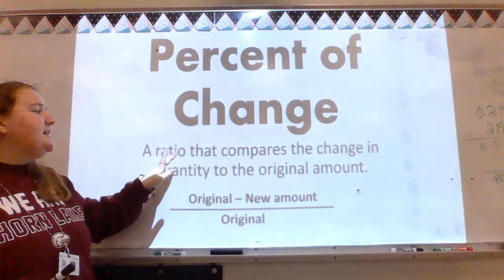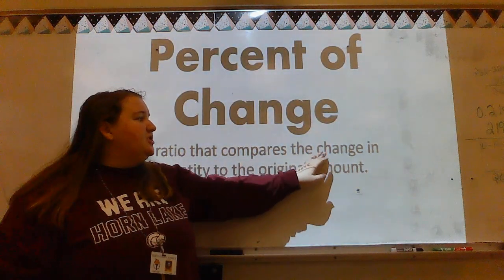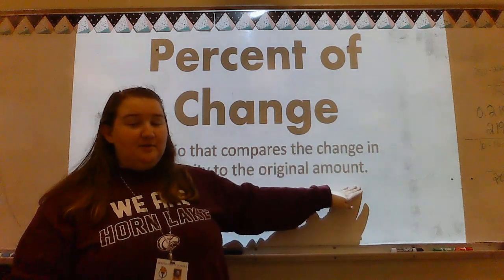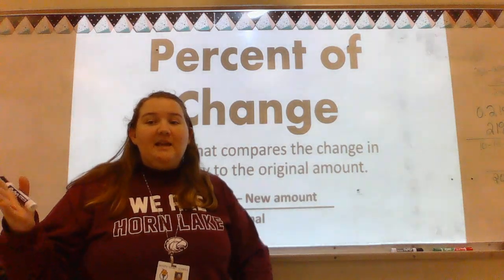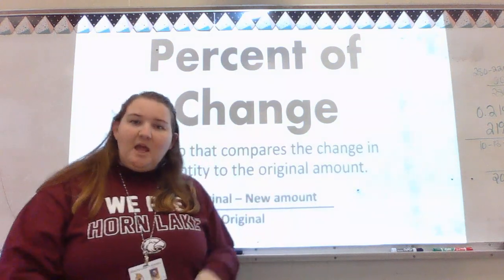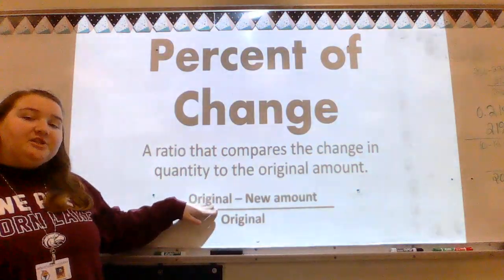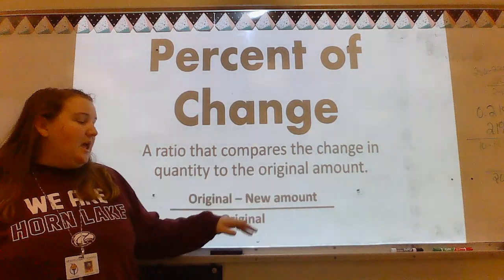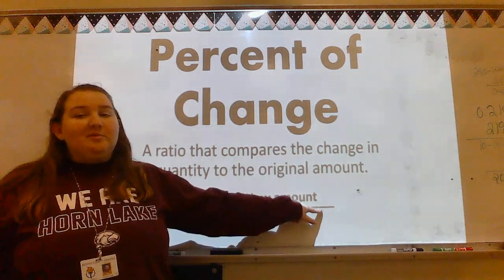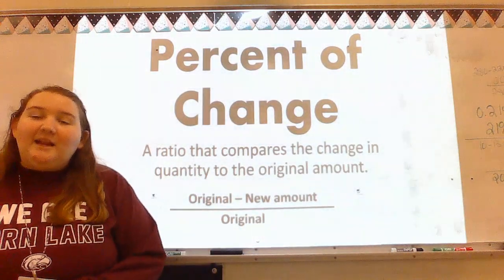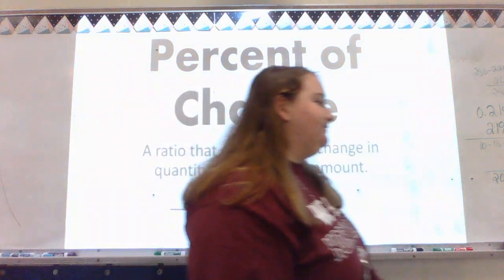This is a ratio that compares the change in quantity to the original amount. So if it's 10 and it goes to 20, what's the change there? What's the difference? We have a formula: original minus the new amount, original minus new, and then we're going to divide it. Remember, this is a division bar. We're going to divide it by the original. I've got a couple examples, so let's practice.